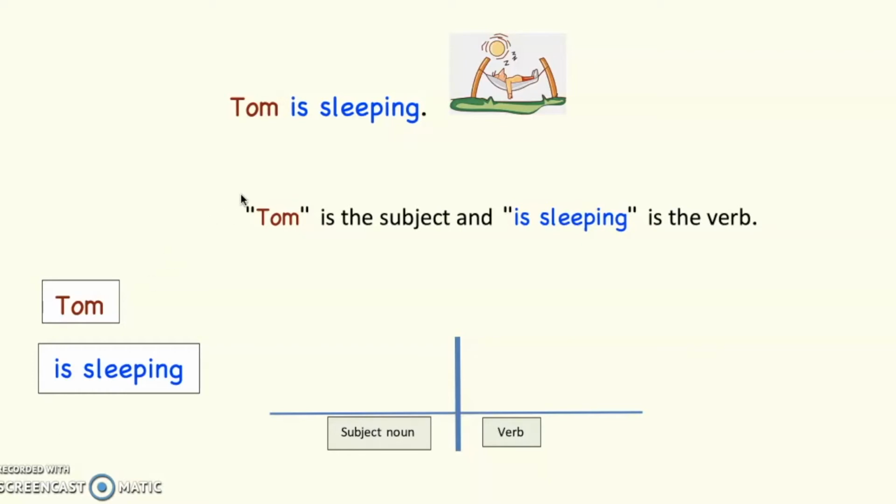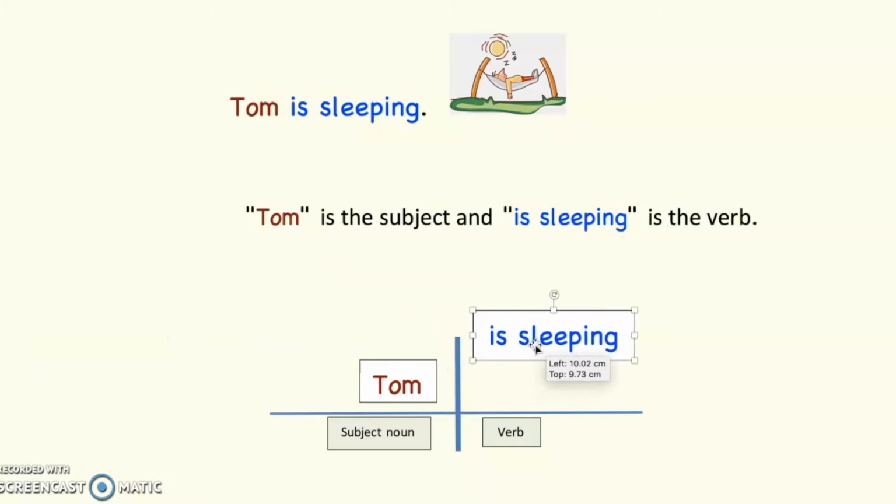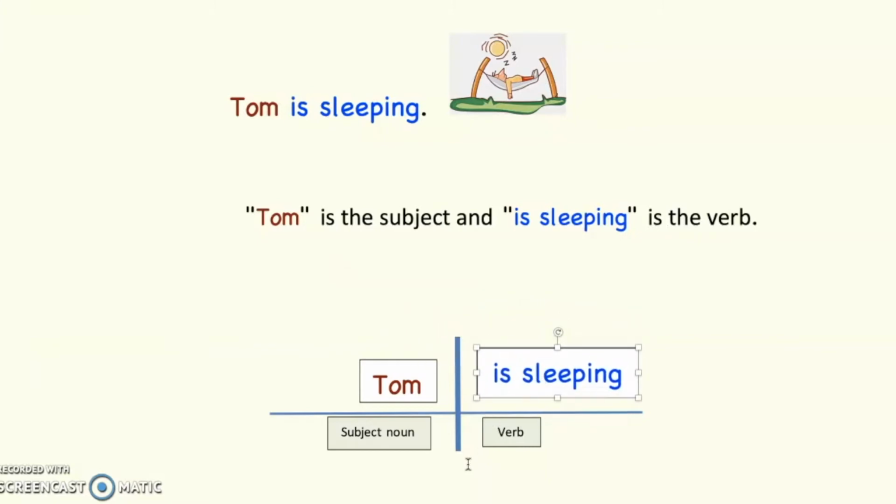Here's another simple sentence that only has one clause. All simple sentences, by the way, only have one clause. So we have Tom is sleeping. Tom is the subject. So we'll put the subject here. And is sleeping is the verb. So we'll put that over here. It only has one clause. It only has one dividing line. On this side we have our subject. On this side we have our verb.